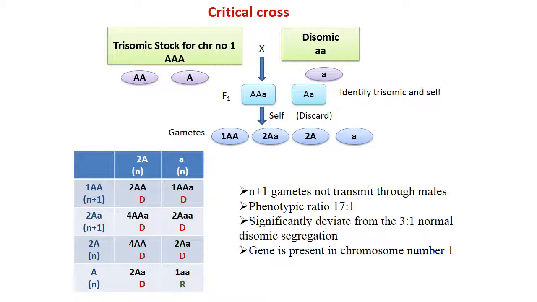The gametes we obtain are given here. Here n+1 gametes do not transmit through males. The phenotypic ratio observed is 17:1, which significantly deviates from the 3:1 normal disomic segregation. The gene is present in chromosome number 1 here.